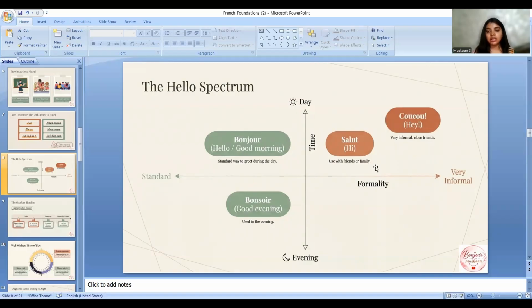And salut means hi, and we use it with friends or family members or a person who is younger than us. And pupu is very informal. It is also used with friends, but only close friends. And the next one is bonsoir, which means good evening, and we use it in the evening.